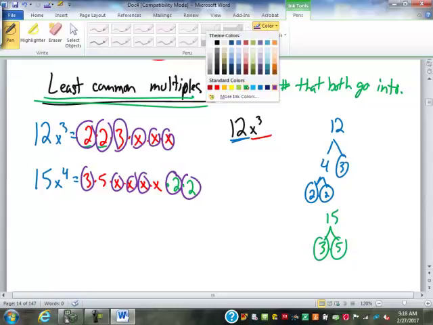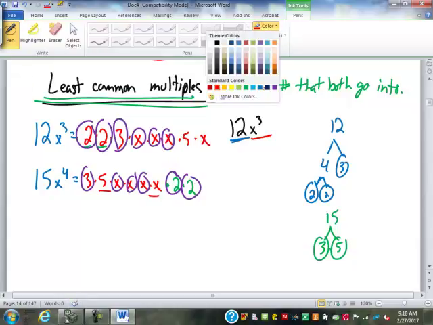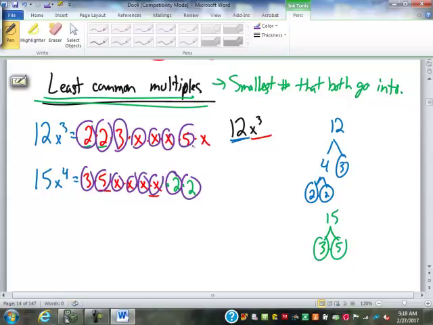So now the bottom one has a 5 and an x, and the top one does not. So we're going to multiply that by 5 and x. So now those are the same. So this is no longer a 12x to the third, and this is no longer a 15x to the fourth. Hopefully they both are the same number now. They better be, because we've got the same factors. So 2 times 2 times 3 is 12, x to the third, times 5 is 60, times another x is x to the fourth. So here we've got 3 times 5 is 15, x to the fourth, times 2 is 30, x to the fourth, times another 2 is 60, x to the fourth.